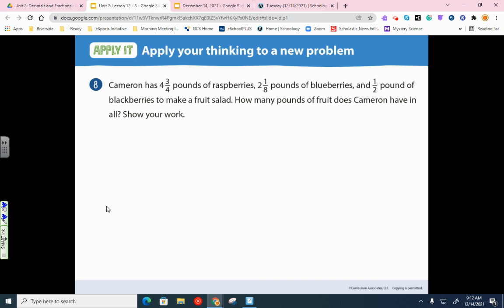Cameron has 4 3/4 pounds of raspberries, 2 1/8 pounds of blueberries, and a 1/2 pound of blackberries to make fruit salad. How many pounds of fruit does Cameron have in all? So again, that in all phrase tells us that we should be adding. So let's break down our denominators. I've got 2, I've got 4, and I've got 8. I already know that 2 can eventually have a multiple of 8. 4 can have a multiple of 8. So I don't really need to do work. I think I already know that 8 is my common denominator. So let's add these up.